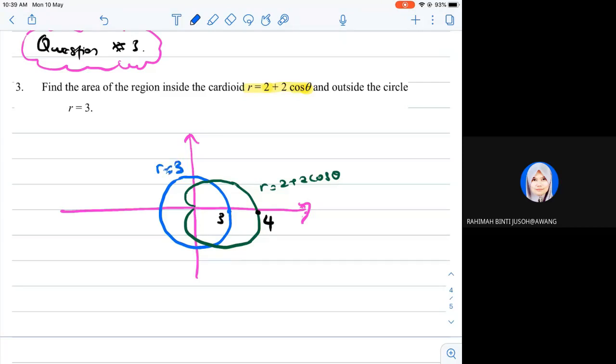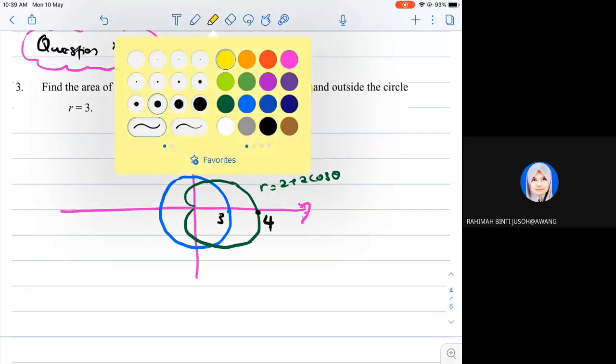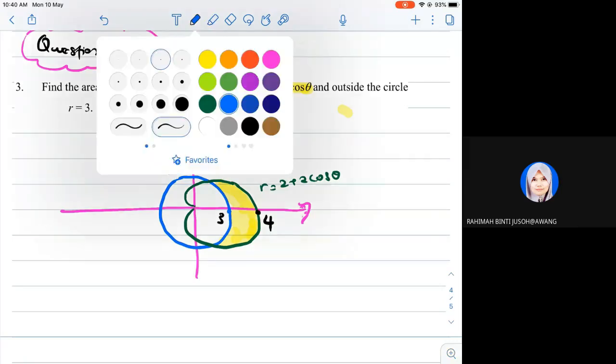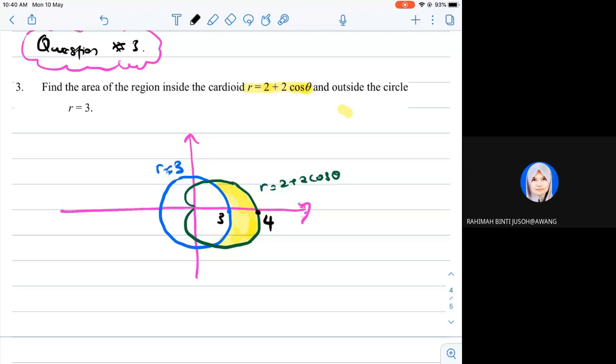Yang biru adalah circle, R equals to 3. Okay, so now the region should be bounded here, inside cardioid but outside circle. Dia macam tu. Okay, so kat sini you punya region. Region R kita lah. Okay, so now what is the next step? You should find the intersecting angle. Find intersecting angle. Ni step pertama.